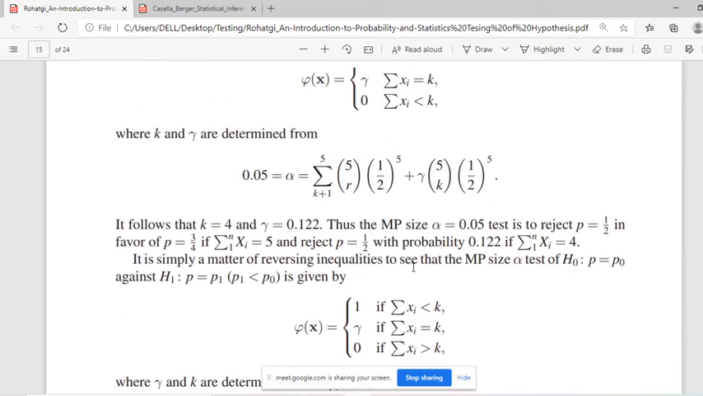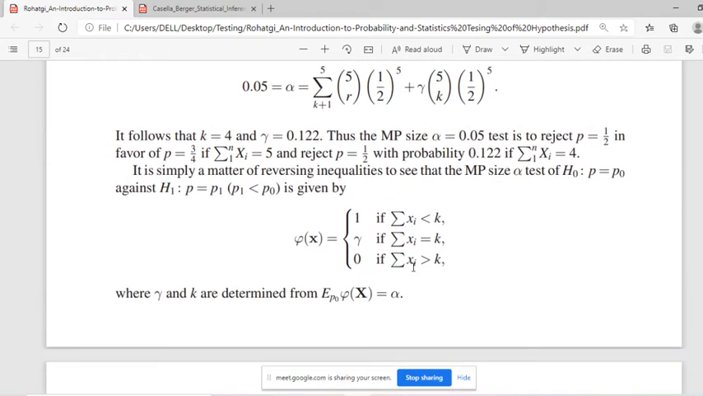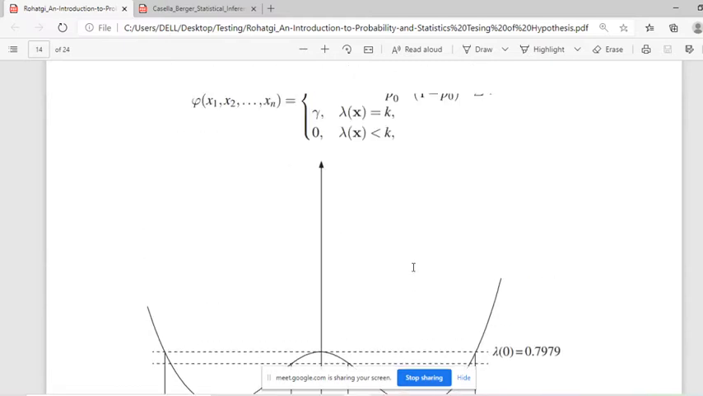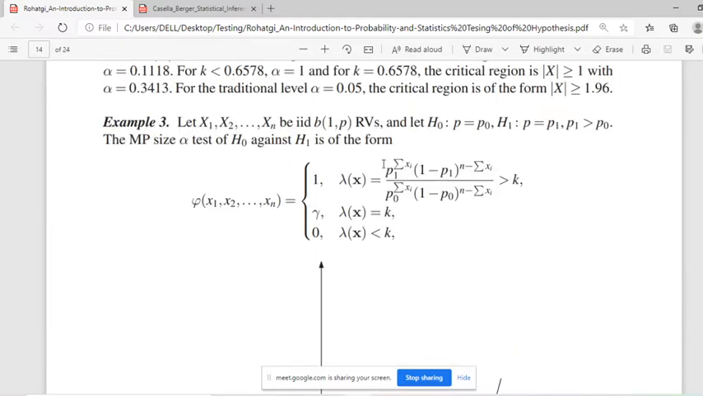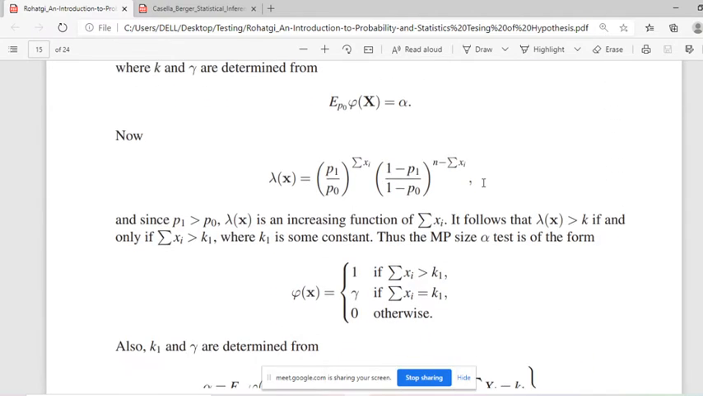Okay, I think you got the idea. We have already discussed this type of problem in the beginning. In brief, what is the idea? We have to define this test function like this, and from this lambda x we can simplify. What is the reason for simplification? Lambda x is greater than k if and only if summation x is greater than k1. So instead of that big expression, we will replace it with this expression, and thereafter we will try to find out gamma and k1, the constants gamma and k1.